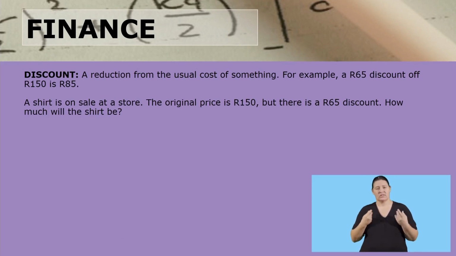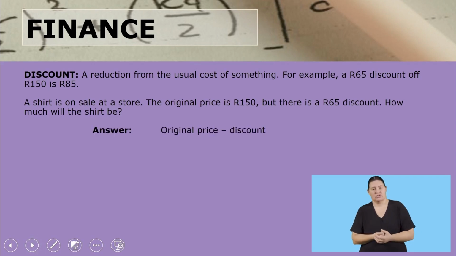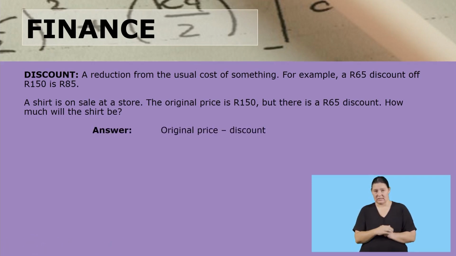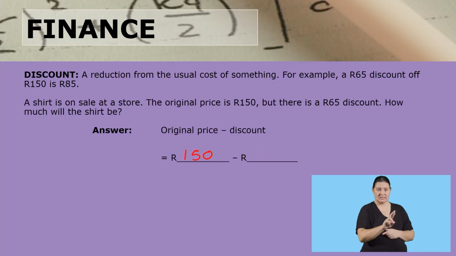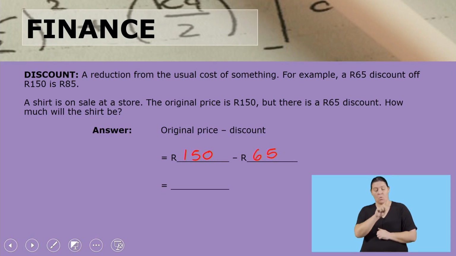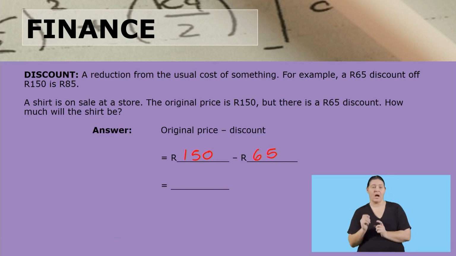A shirt is on sale at a store. The original price is 150, but there is a 65 rands discount. How much will the shirt be? So our answer we are going to find by saying the original price minus the discount, because remember this is a reduction. So the original price was 150 rands and our discount is 65 rands. So how much is she going to buy the shirt for? Yes, you are correct. It is going to be 85 rands.